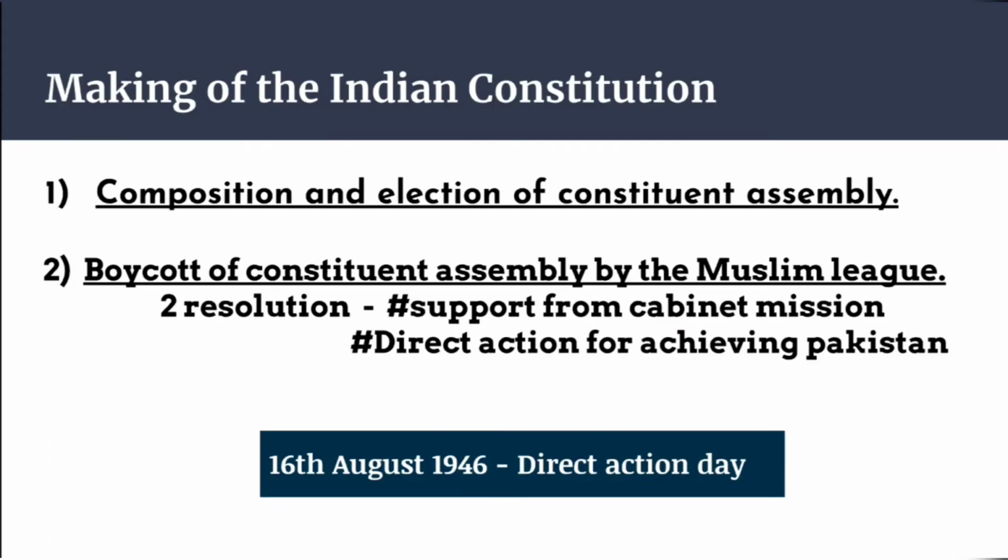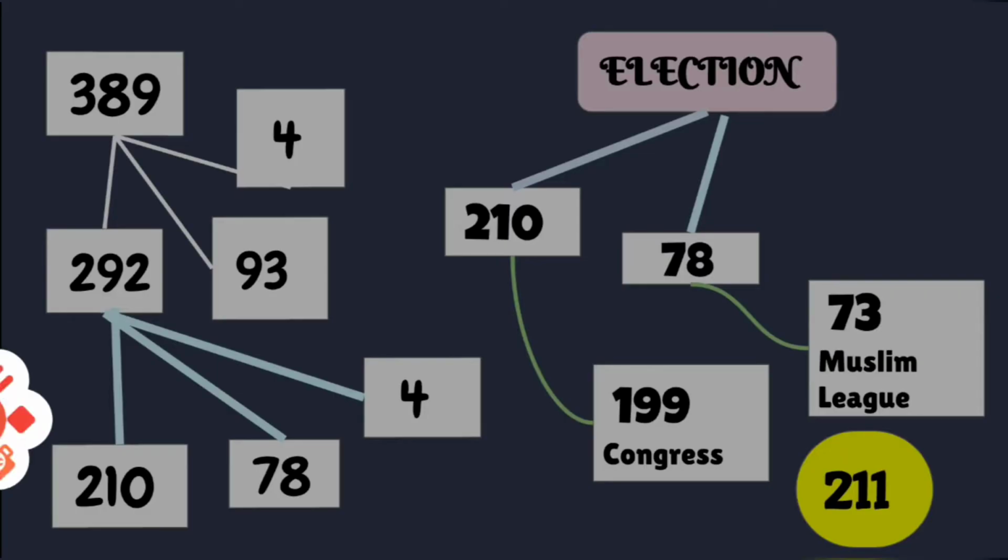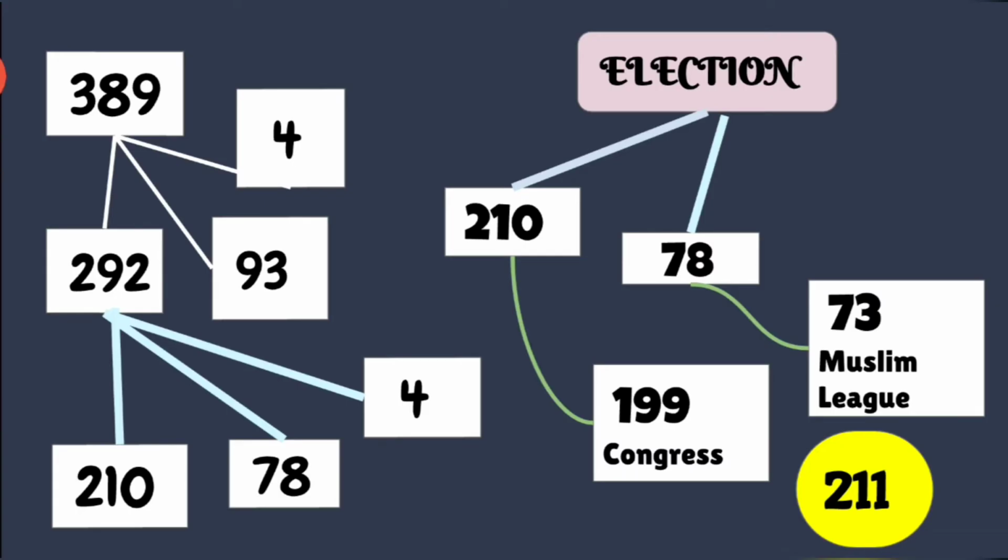Now we will go to how our Indian Constitution is formed. First we will understand the composition and election of the Constituent Assembly. Before the Constitution we have the Constituent Assembly, and then this Constituent Assembly was divided and formed into the Constitution. So first, the composition of the Constituent Assembly.